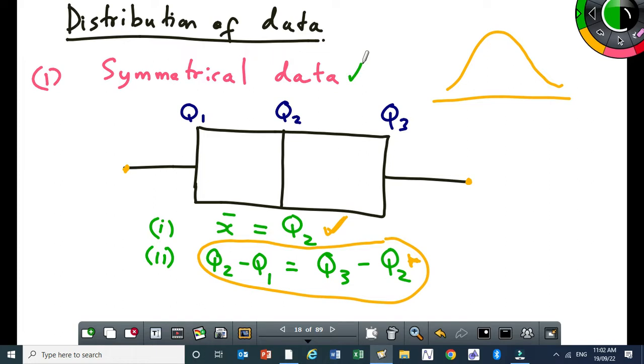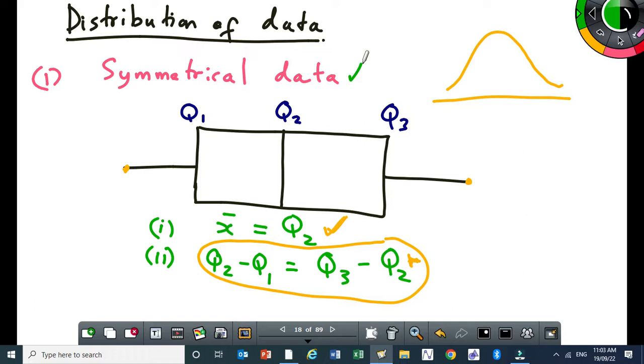By symmetrical, we mean, I'm going to start first with the box and whisker itself, then I'll talk about the mean and the median. If you draw the box and whisker, if the data set is symmetrical, it means that the difference between Q2 and Q1 will be equal to the difference between Q3 and Q2. If the data set is symmetrical, we don't worry about the whiskers.